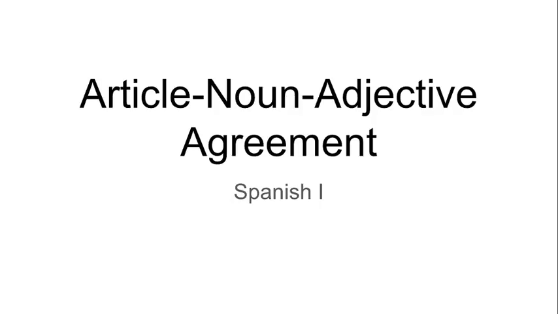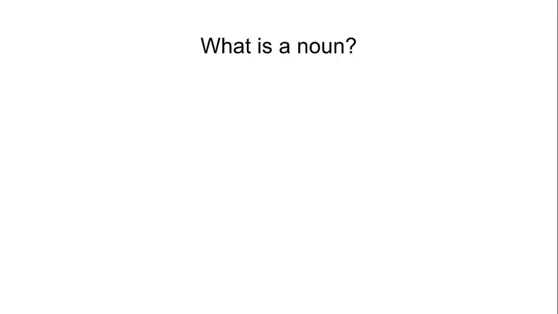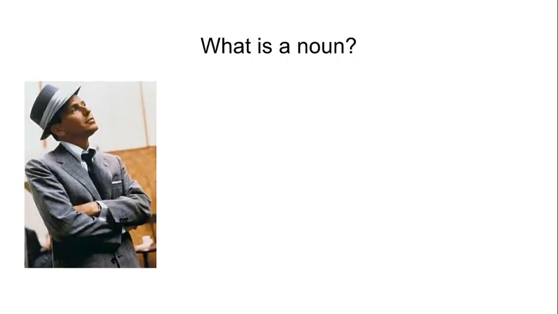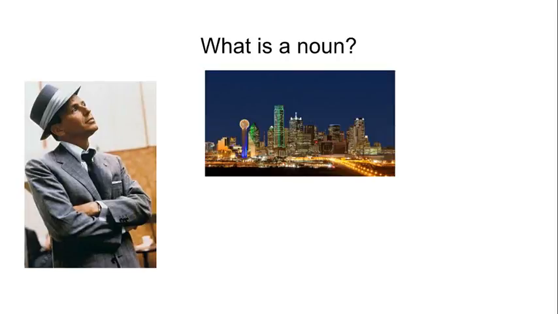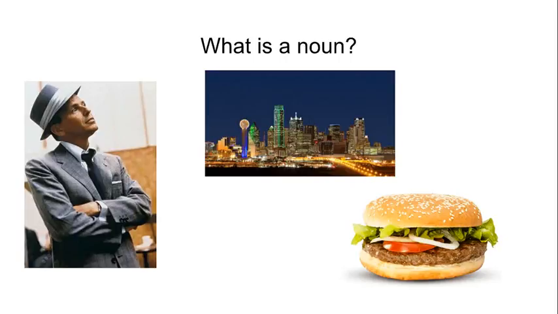So a noun is a person, a place, or a thing. In this case, we have a singer, a city, and a hamburger. Or in Spanish, un cantante, una ciudad, or una hamburguesa.